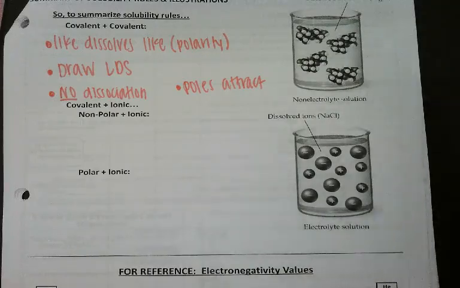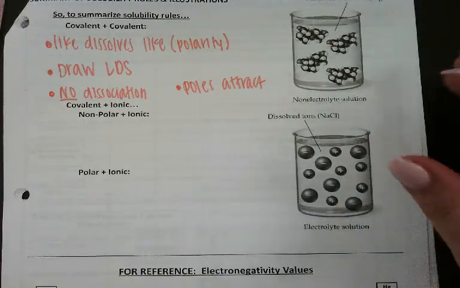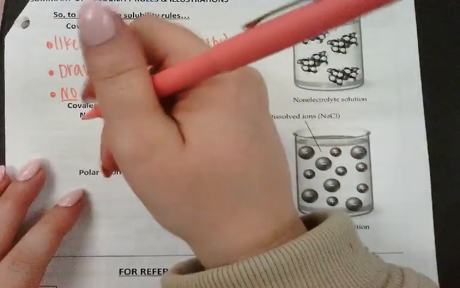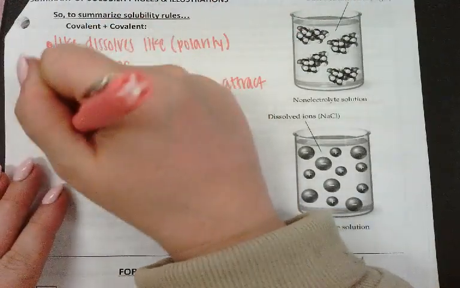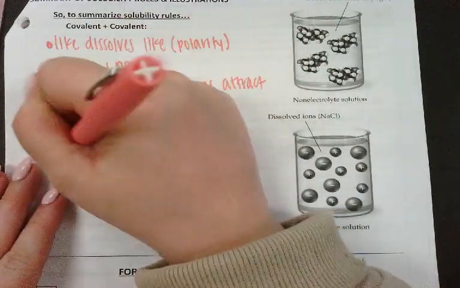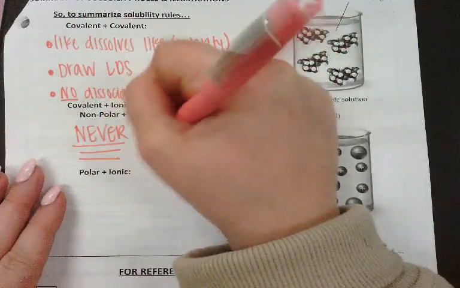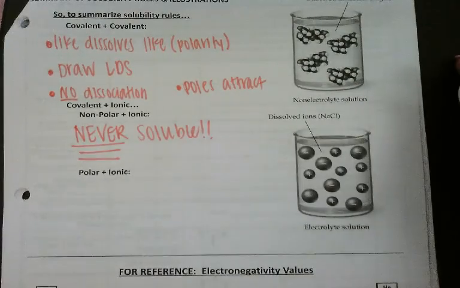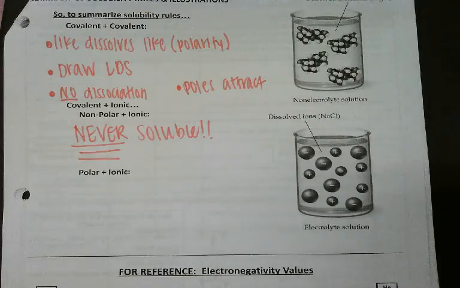Now, summarizing, covalent plus ionic, nonpolar plus ionic. Soluble? Some people are shaking their heads. Some of y'all are looking at me like deer in headlights. No. Correct. Never soluble. Nonpolar plus ionic. Never soluble. That's it for that one.